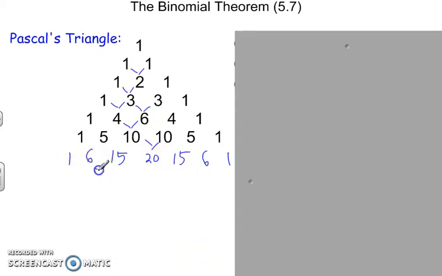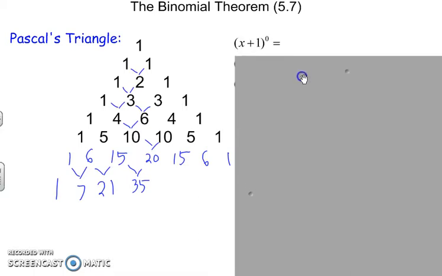And then you can keep going from there, right? 6 plus 15 is 21. You get the next row. 1 plus 6 is 7. That column, that row is always 1 there. And you can keep going and figure out the rest of this. 15 plus 20 is 35, etc. And figure out the next row.